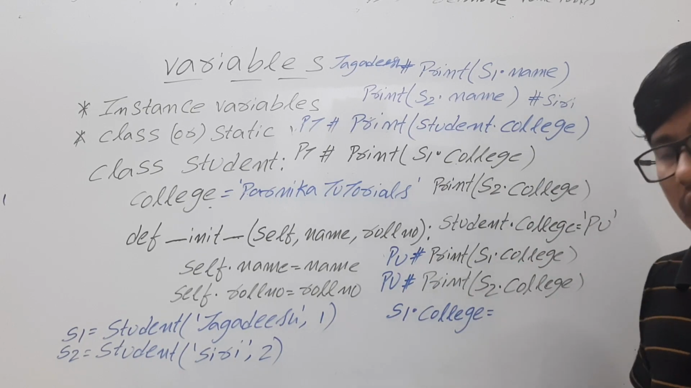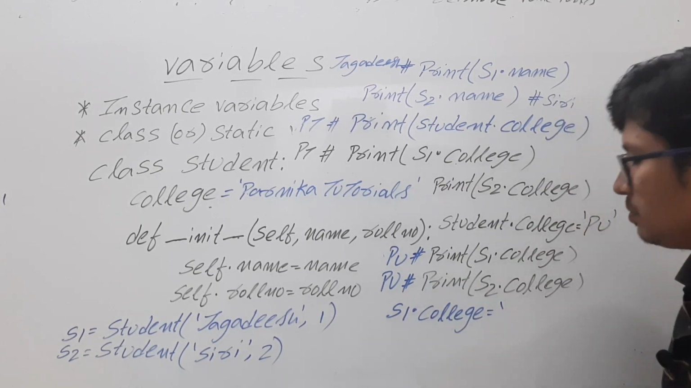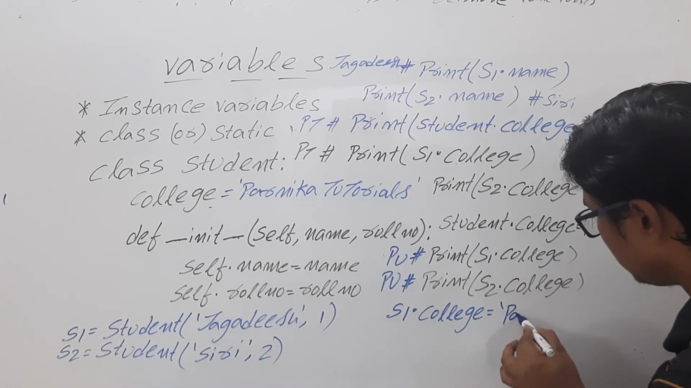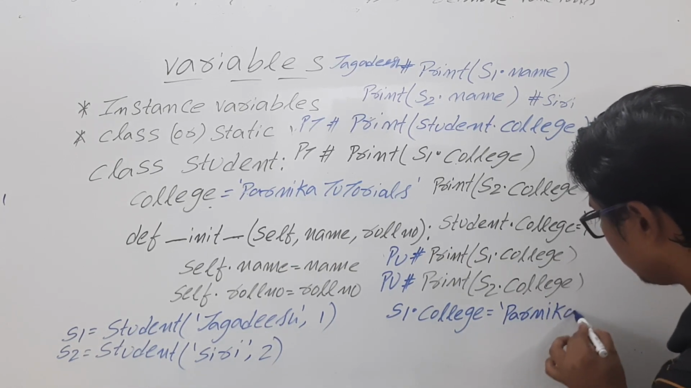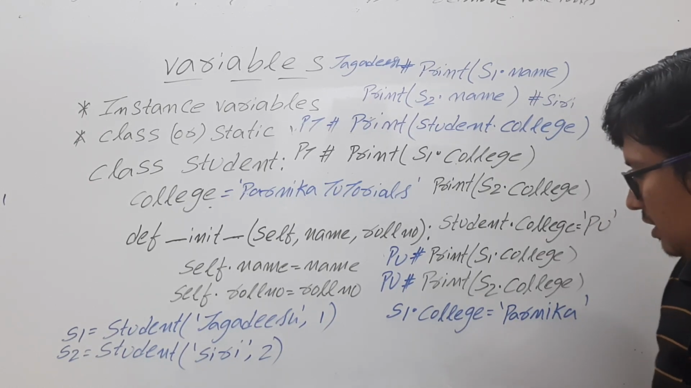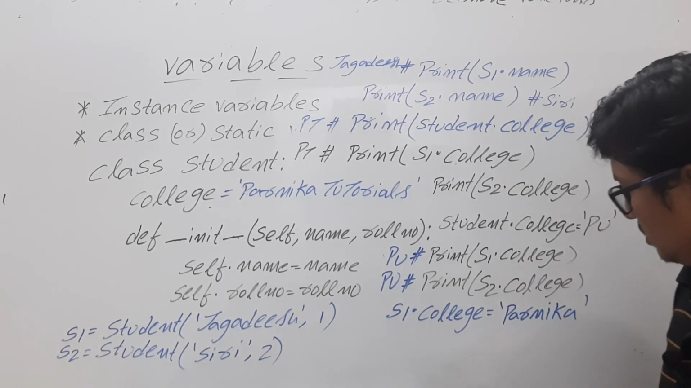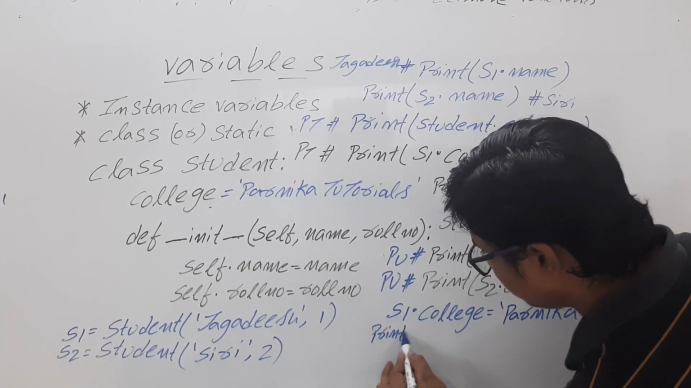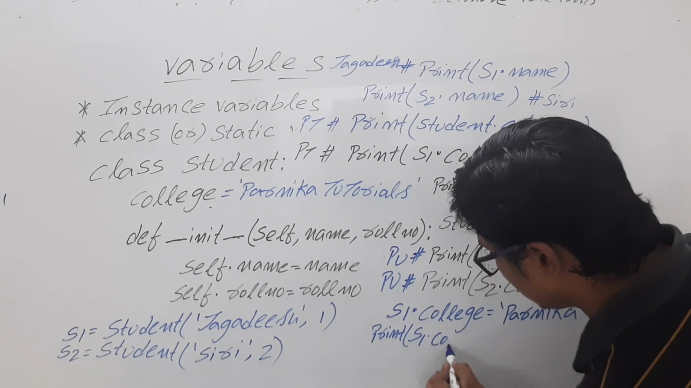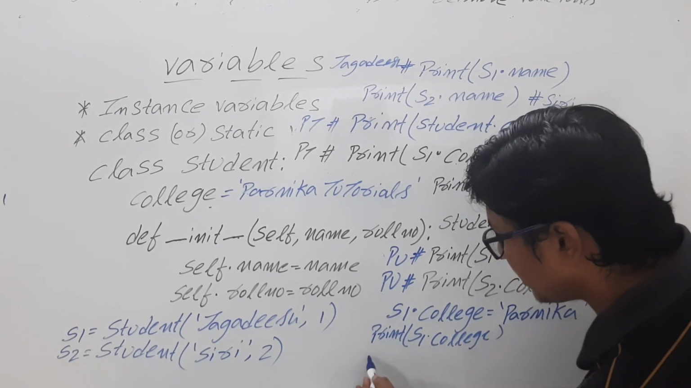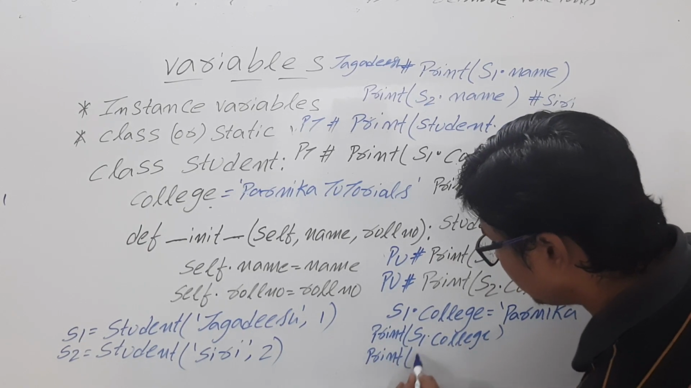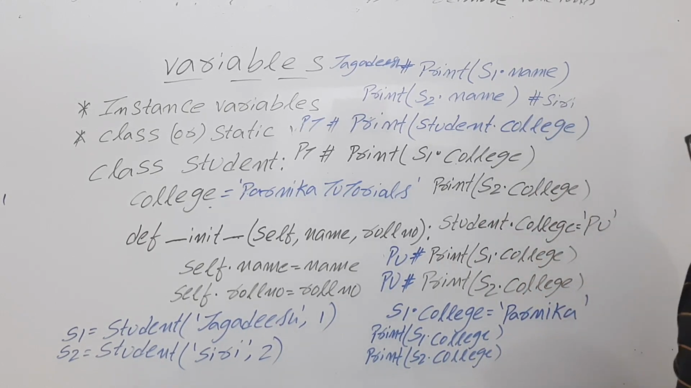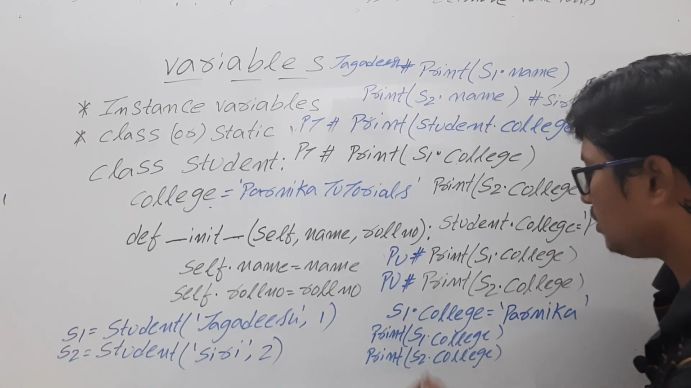This is allowed. And I am changing it to Parnika itself. I don't want to write Parnika tutorials or Parnika University, I am writing it as Parnika. In this case, if I write print s1 dot college, and similarly print s2 dot college, can you guess what the output will be in both scenarios? Is it clear?